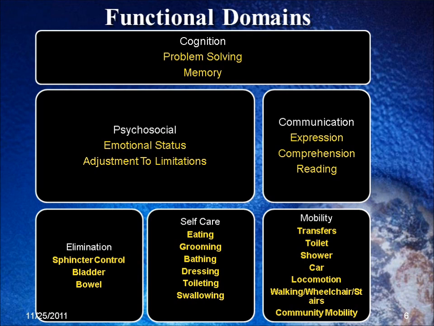When we speak to the dimensions of one's functional status or functional domains, you'll note that we make reference to cognition, in other words, a person's capacity to solve problems and remember, psychosocial issues such as emotional status and adjustment to limitations, communication with regard to an ability to express a person's needs, comprehend instructions or read instructions, elimination, which involves bowel and bladder control, self-care, can they eat, can they groom, bathe, dress, toilet, and swallow, and then again mobility. These are higher levels which require an individual to actually be mobile within the community, not just within their own home, such as transferring from a toilet to a shower, but also driving a car, walking, using a wheelchair, and so on.